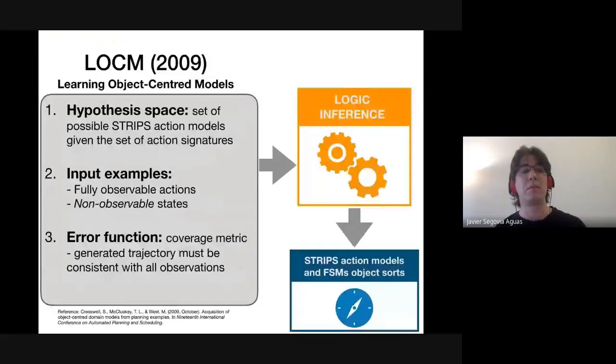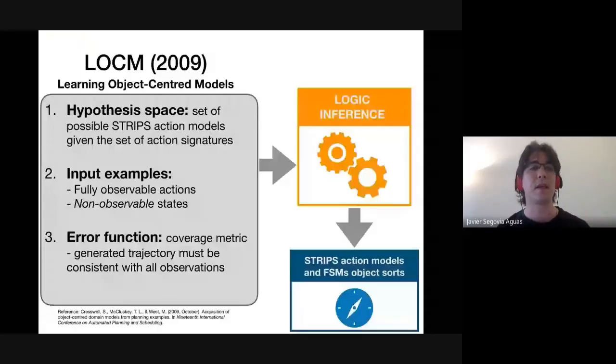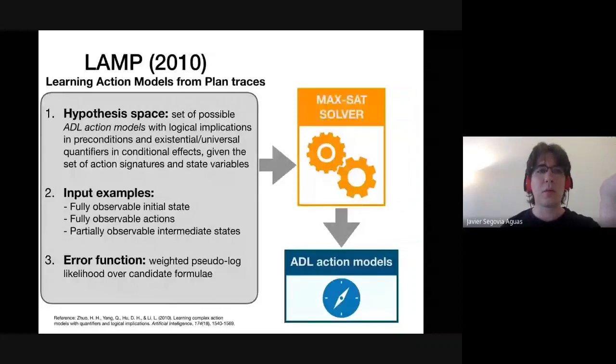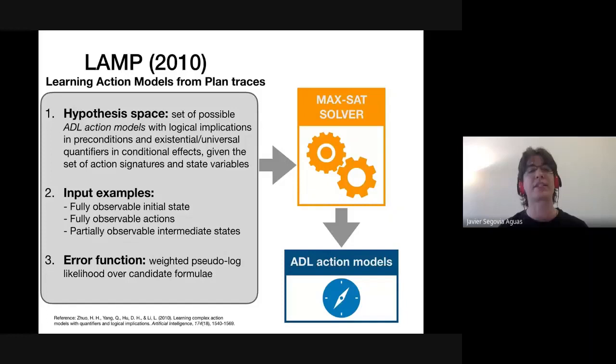Loken maybe is the most different one, which is object-centered. It's based on objects, as we explained before, and it uses logic inference. So it learns STRIPS action models, but with finite state machines with sorts of objects, which are evolving through the observations. In 2010, we have another paradigm for learning ADL action models, where ADL means that we have existential and universal quantifiers, which are just quantifiers over the possible number of objects that we may have in our problem. This is an extension of ARMS.